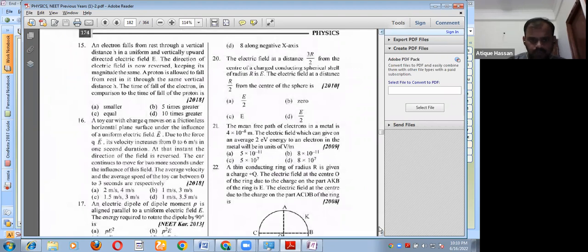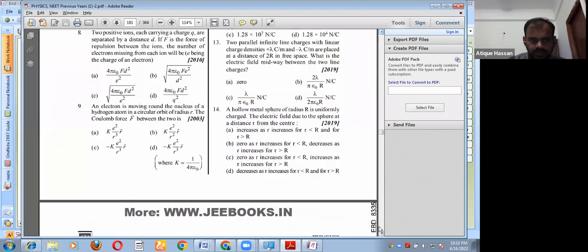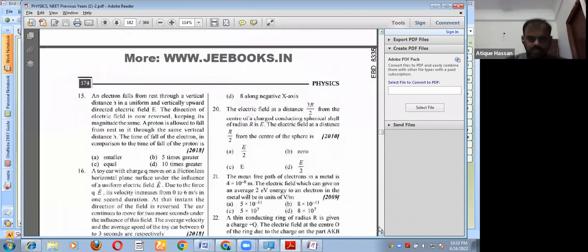Okay, let us move to question number 15. This question seems to be lengthy, but it is not lengthy actually. This is a very easy question, but it seems like this question is tough. So both of you go through this question.